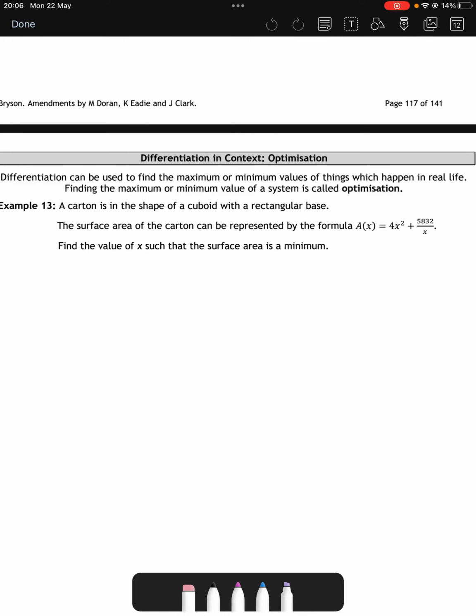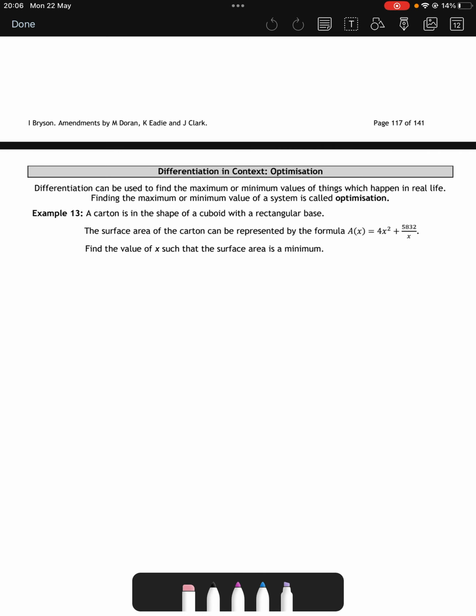Okay, next up we have differentiation again in context, something called optimization. So optimization is basically allowing us to find the maximum or minimum value of a situation for something. So what is the maximum? The situation allows us to make a maximum profit, for instance, in a company.